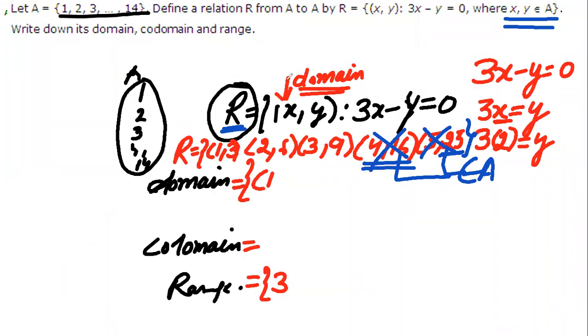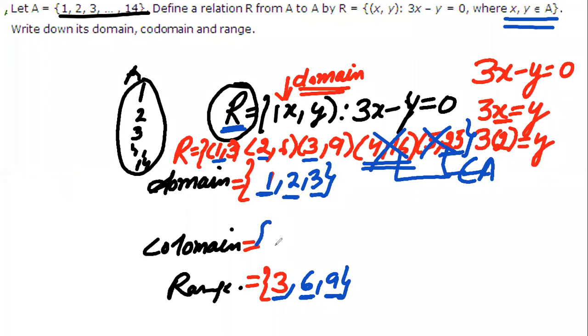Domain. What will be the domain here? Domain is according to the set. It is 1, then 2, then 3. Only these values are the domain. These are the values we put: 1, 2 and 3. Accordingly, range will come 3, 6, 9. What will be the range here? 3, 6, 9, because if you put 1, answer is 3. After putting 2, answer is 6. After putting 3, answer is 9.